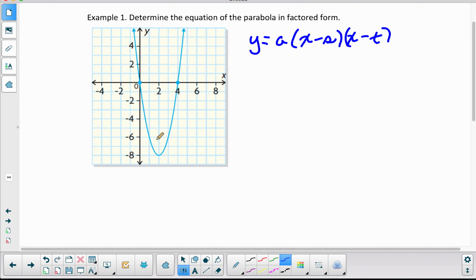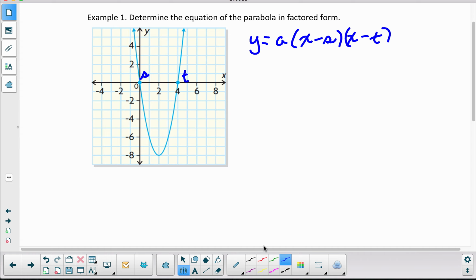So what information can we determine from the graph? Well, we know where it crosses the x-axis. These will give us our x-intercepts, or in this form, s and t. So we could call this x-intercept s and this one t. Of course, it doesn't matter which one is which.